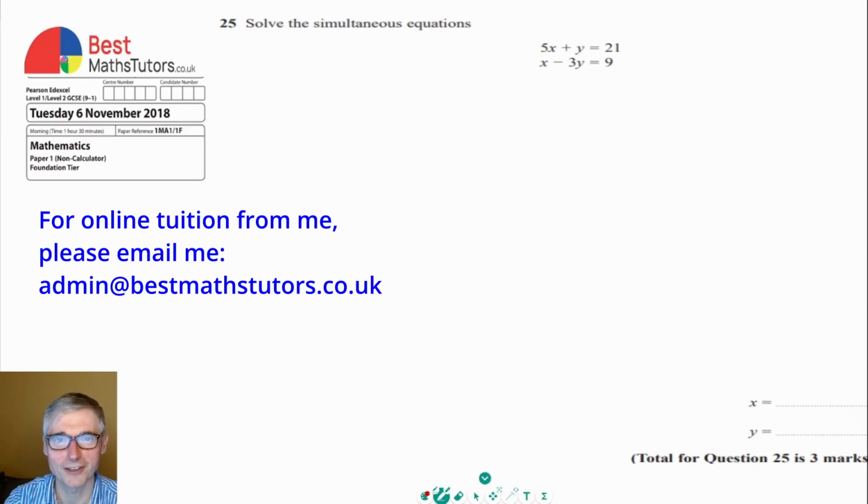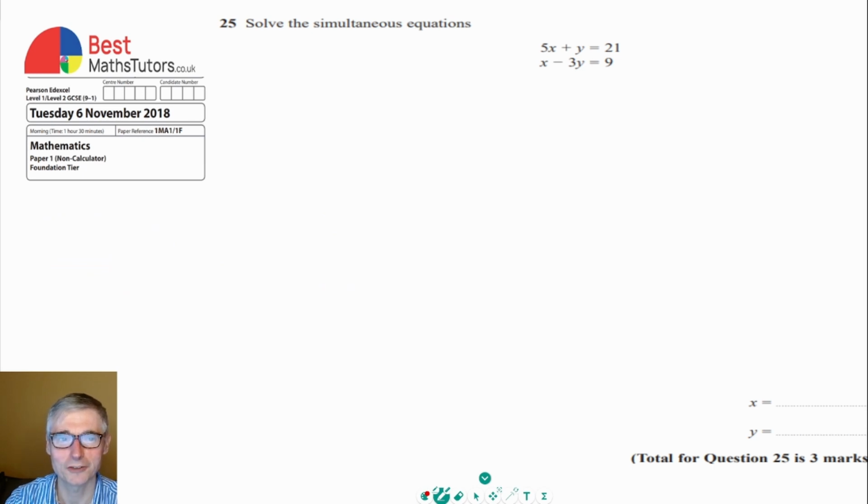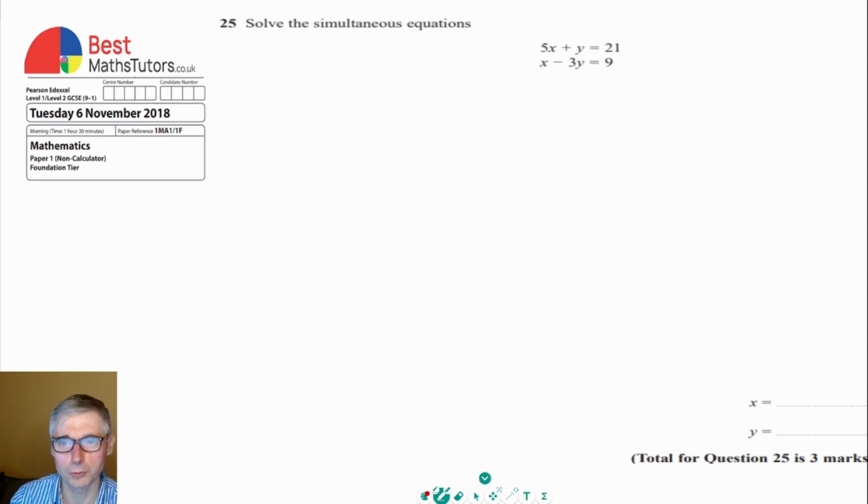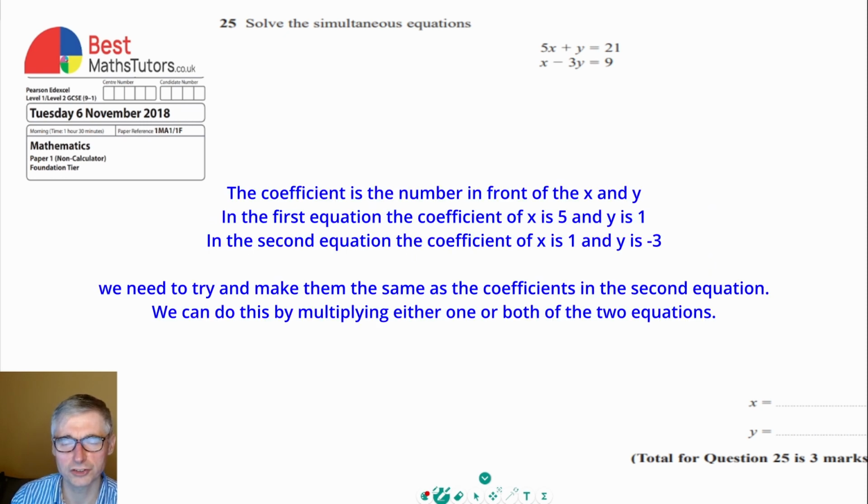I'm continuing to go through the Edexcel Foundation Tier Paper 1 from 2018, and this is question 25, and it's a question about simultaneous equations. Simultaneous equations is when we have two equations with two unknowns, and in this case we've got x and y. In order to solve them, what we need to do is make the coefficients for the x's and the y's the same. The coefficient means the number that's multiplying either the x or the y.